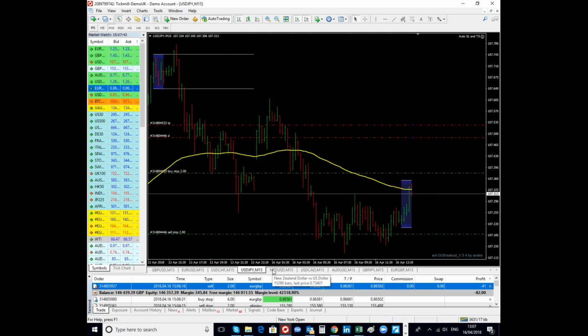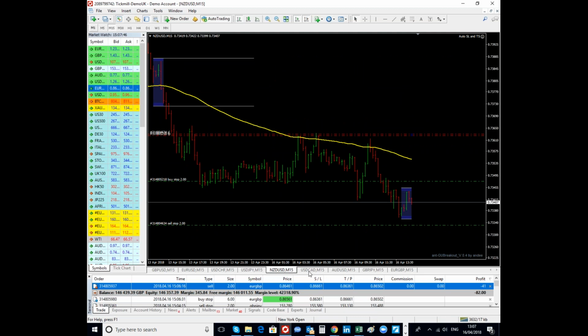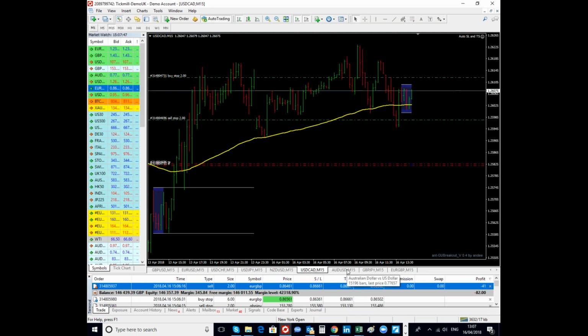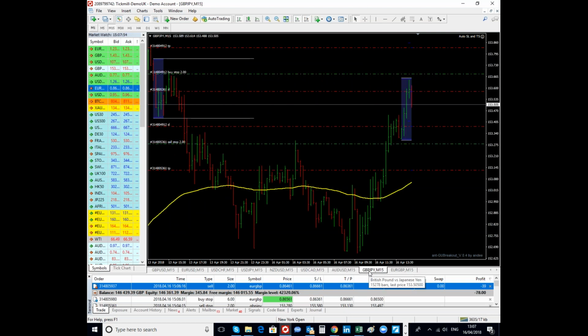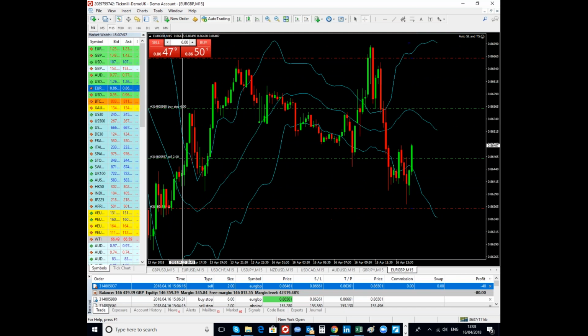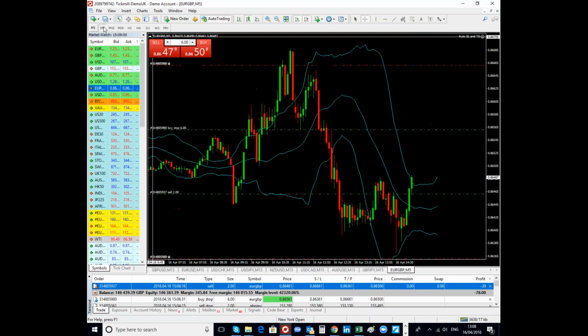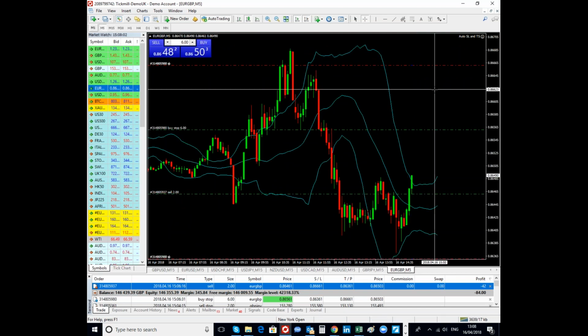Dollar Swiss, dollar yen. So we could have Aussie dollar setting up as a sell here. Pound yen hasn't. Then there's euro pound. So let's see what euro pound's doing in the other time frames.